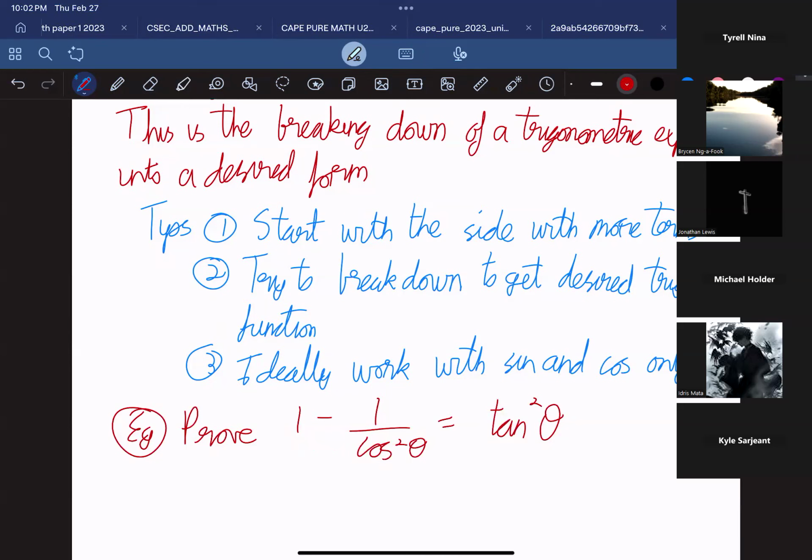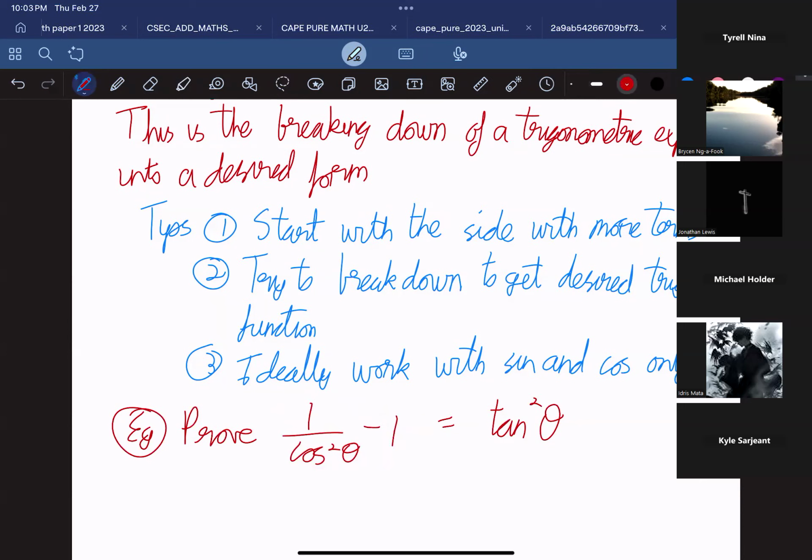Let's make sure that works out. So that'll be cos squared theta minus 1. That should be the other way around. Minus 1, right?